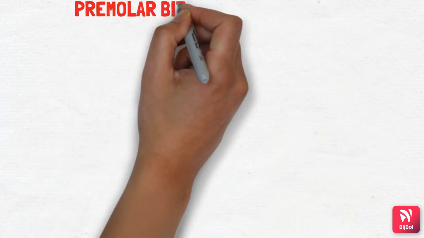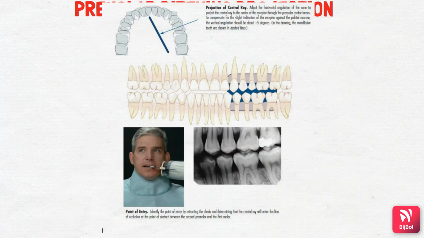Now we will move to see the bite wing projection techniques. Firstly, what we will see is premolar bite wing projections. Adjust the horizontal angulation of the cone to project the central ray to the center of the receptor through the premolar contact areas.